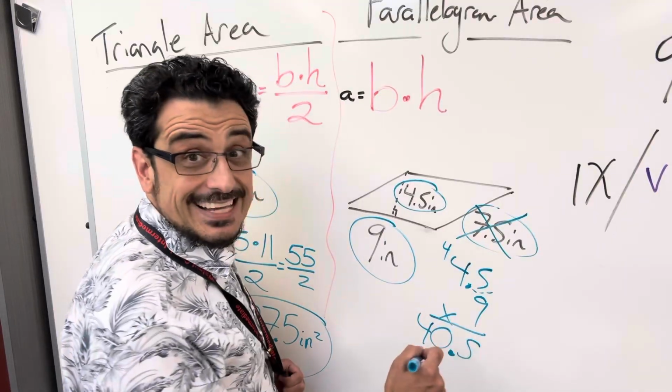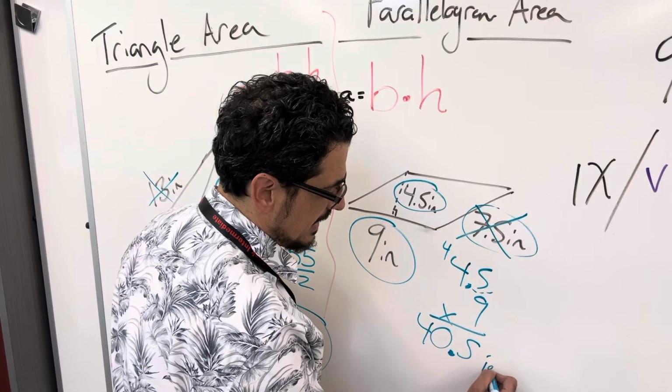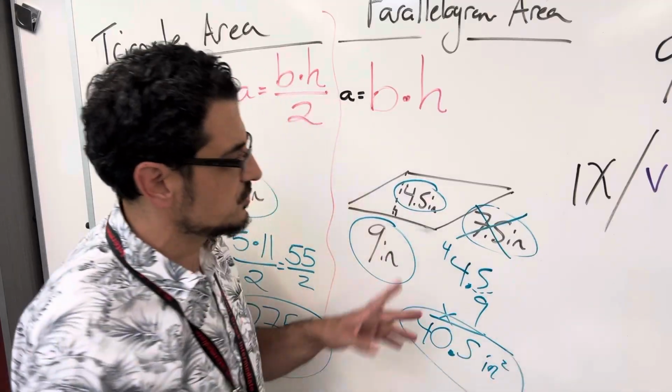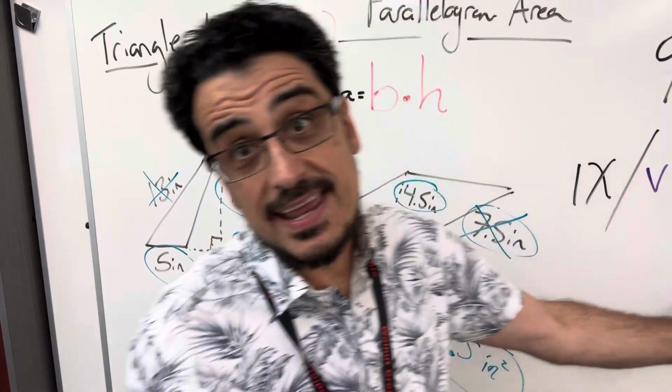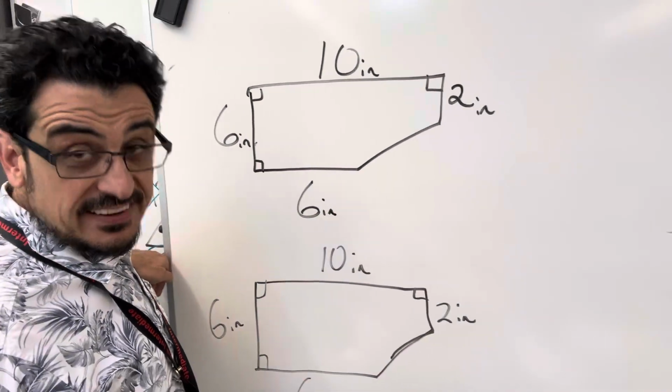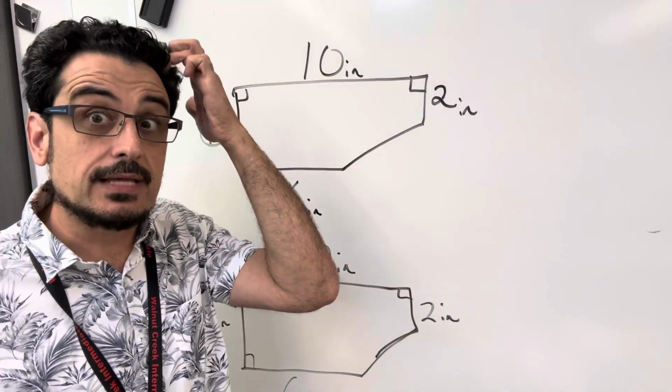Now, that's not a complete answer because it doesn't say inches squared yet. I want it to say inches squared. So 40.5 inches squared is my area for this guy. Wonderful. Mr. Shakar, what if the shapes are not just a parallelogram or a triangle?